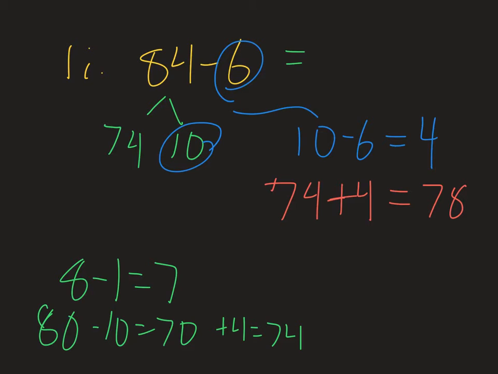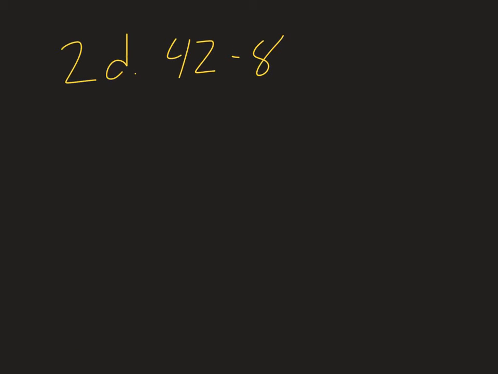74 plus 1 is 75. 74 plus 2 is 76. 74 plus 3 is 77. 74 plus 4 is 78. Our answer is 78. Okay, let's move on to the second one.